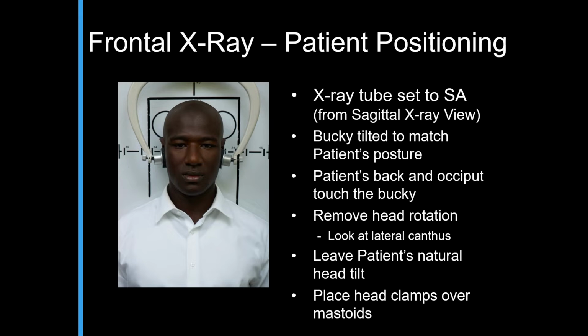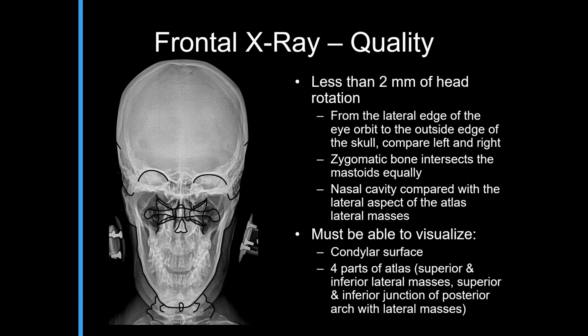So as far as head rotation, it's lateral canthus. You want to leave the patient's neutral head tilt. So if there is a head tilt, you would leave it in there and place the head clamps over the mastoids. If it was done correctly, you have less than 2 millimeters of head rotation. And again, we're looking at the lateral edge of the eye orbit to the outside edge of the skull and comparing that right and left.